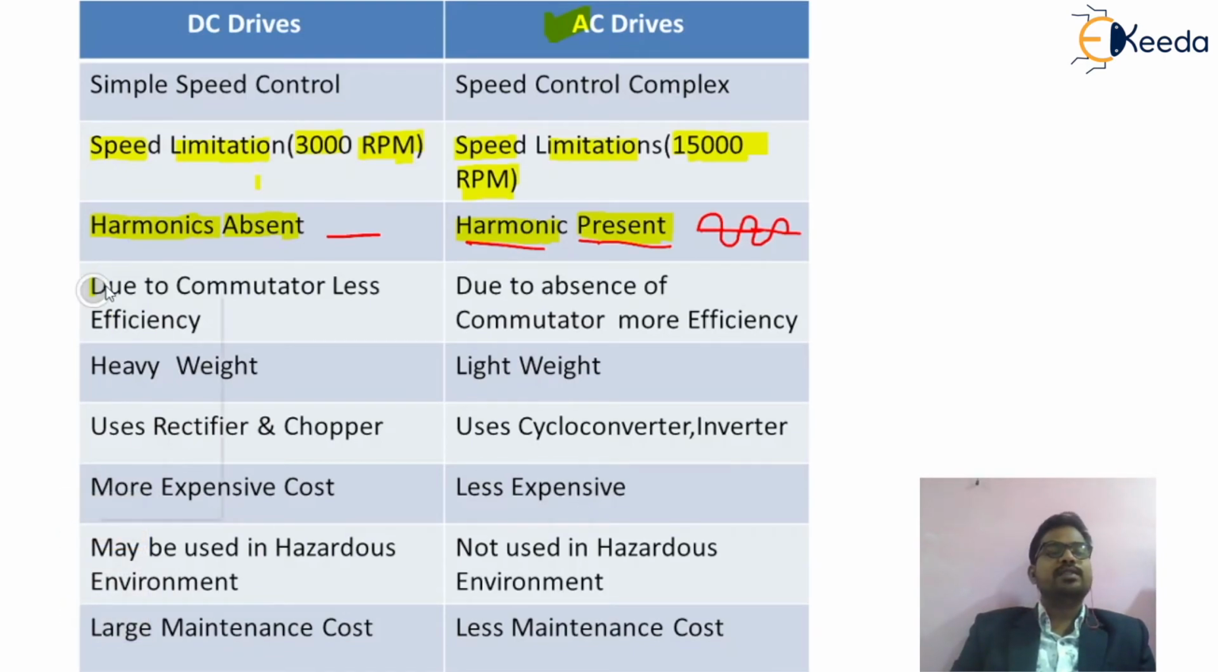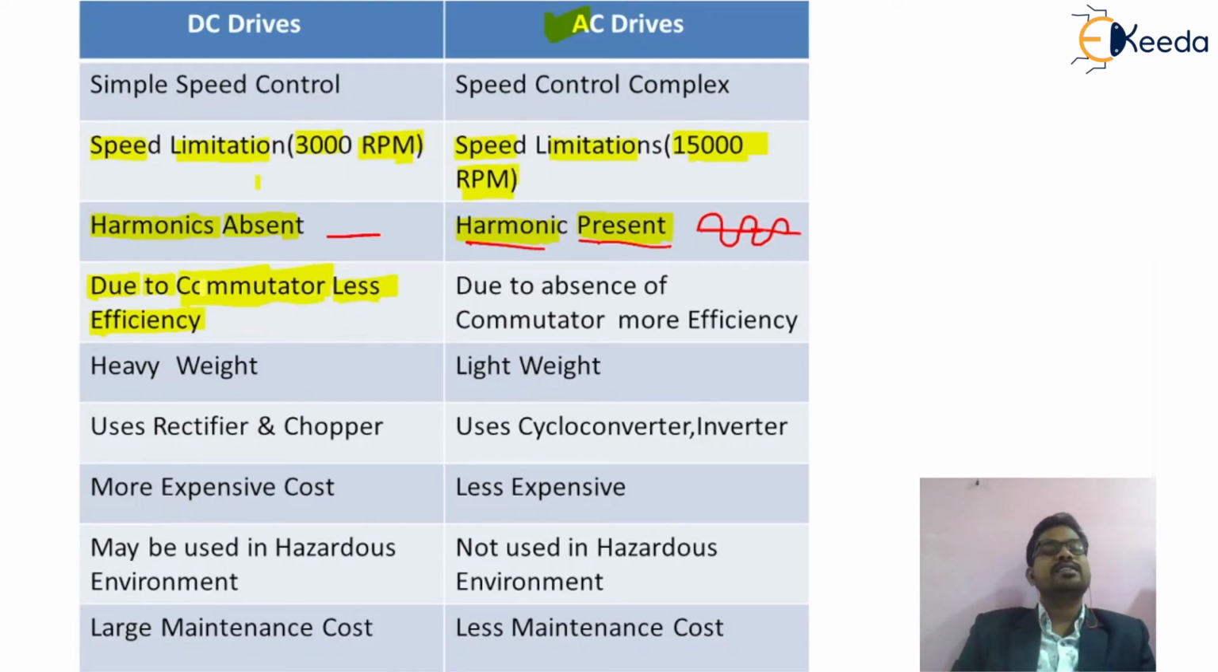Then the next point of comparison is that due to being commutatorless, the efficiency is more, because in the construction of the DC drive, we are using carbon brushes and we are using the commutator.